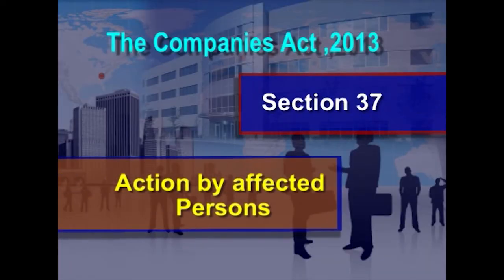Section 37. Action by affected persons. A suit may be filed or any other action be taken under section 34 or section 35 or section 36 by any person, group of persons, or any association of persons affected by any misleading statement or the inclusion or omission of any matter in the prospectus.